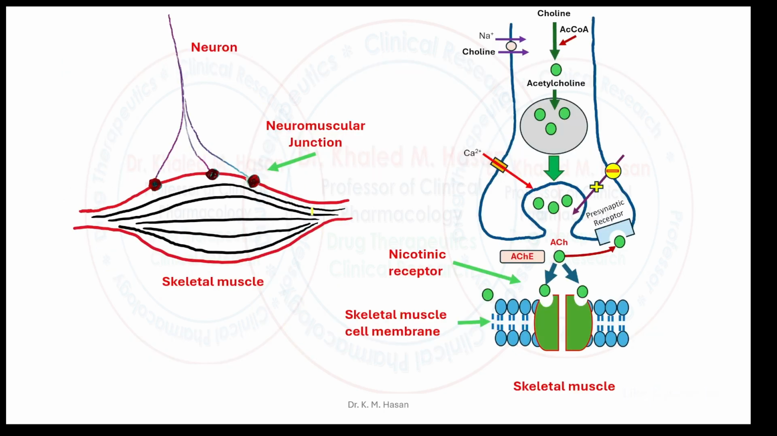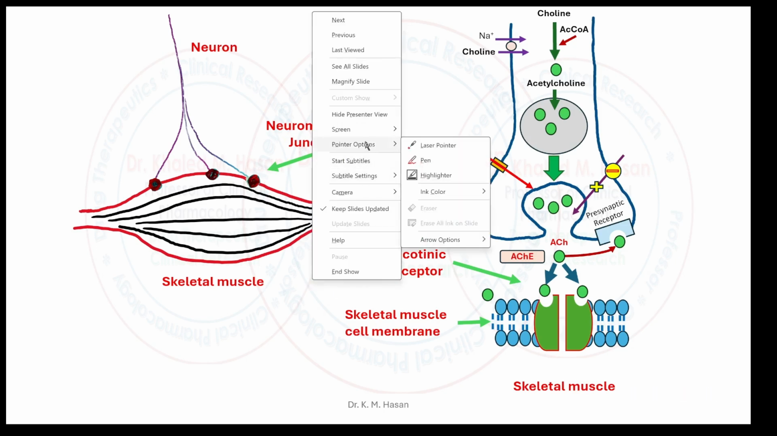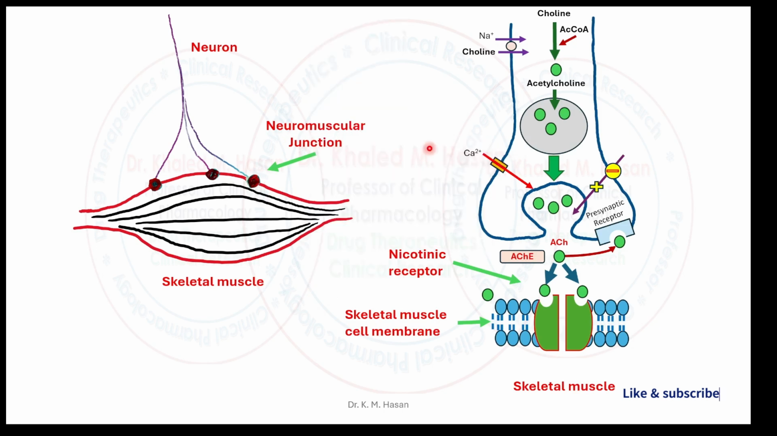Okay, so you can see here from the slide what we have. Let me go to the pointer here. I prefer the laser more than the pointer. Well, you can see the neuron here, and the neuron releases acetylcholine. When acetylcholine connects the neuron with the skeletal muscle, we call this the neuromuscular junction.